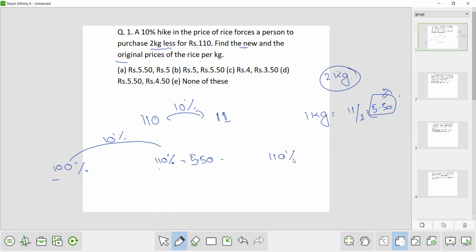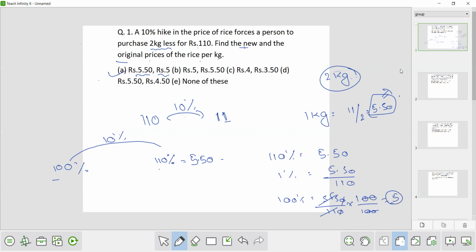So 110% is equivalent to 5.50. So what is 1%? 5.50 upon 110. So what is 100%? 5.50 upon 110 into 100. From 20, we will write here 20. This zero got cancelled. So 11, 5 times 5. So the original price of the rice was rupees 5 and the new price is 5.50. So option number A is the correct answer.